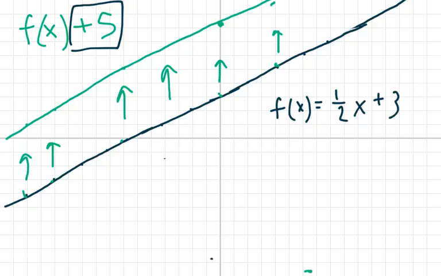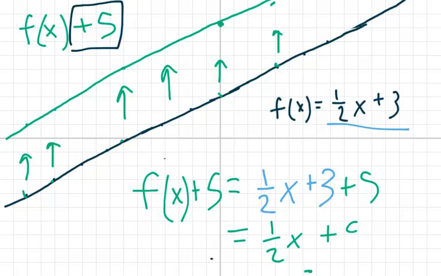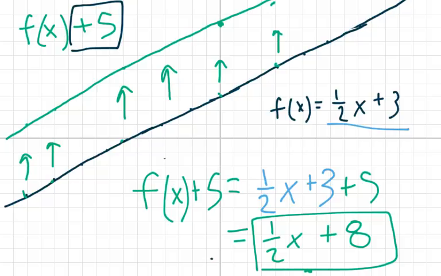If I want to know the actual equation for this line, I know that f of x plus 5 is just equal to f of x, and I know that f of x equals 1/2 x plus 3, and then we add the 5 onto that. So I know that the green line is equal to 1/2 x plus 8. So if I need to know the equation for that function that I graphed, that's the equation.